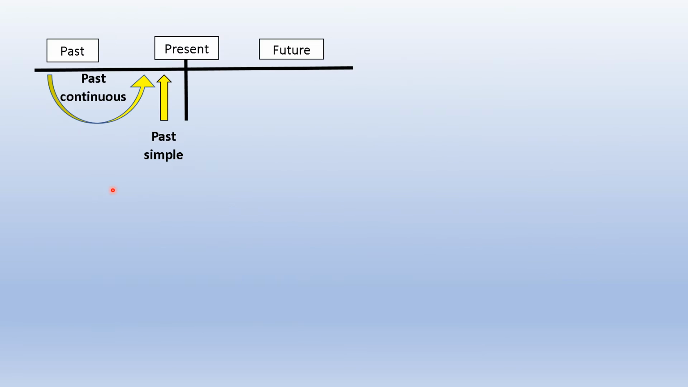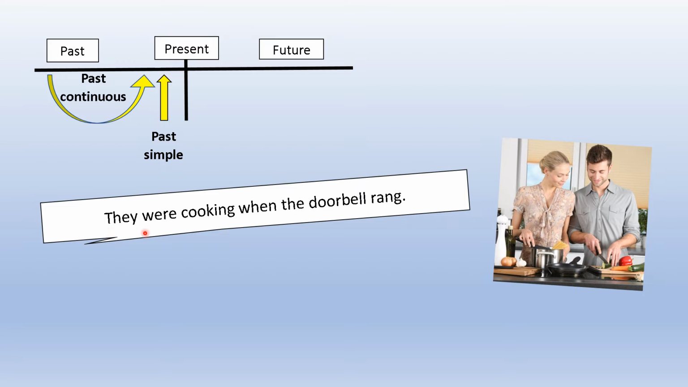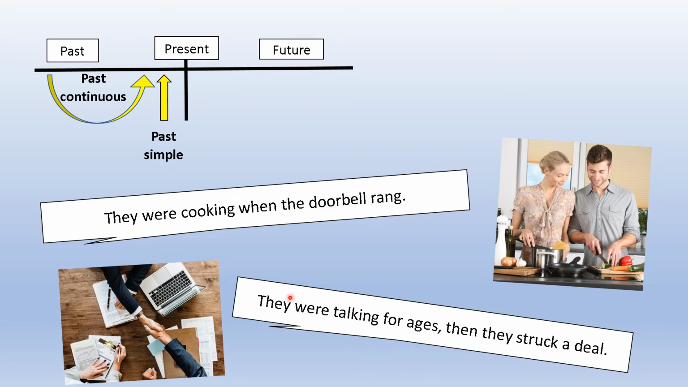The past continuous tense can be used to describe an action that was occurring before another action took place. And the second action uses the past simple form. So in this example, they were cooking. This is the past continuous tense. When the doorbell rang. And the doorbell rang is the past simple. So this was happening and then something else happened. Or in this other example, they were talking for ages, then they struck a deal.